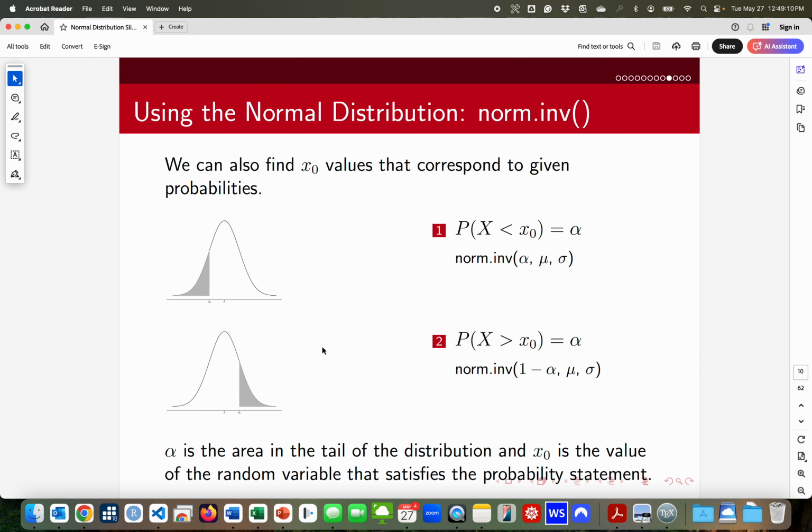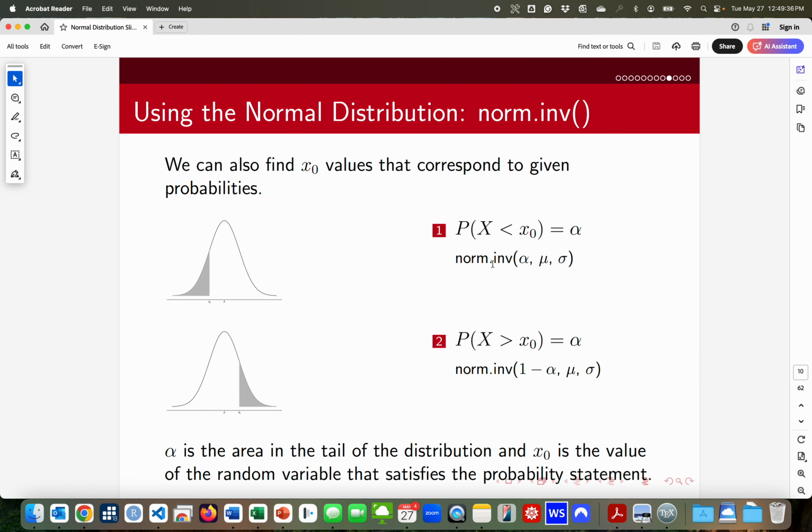I could also ask you to find the x value that corresponds to the top 10 percentile. So let's say I want to know what's the value such that the probability of being greater than that is 0.1. So you're trying to find a value that's bigger than about 90% of the values, so that only 10% of values are greater than that number.